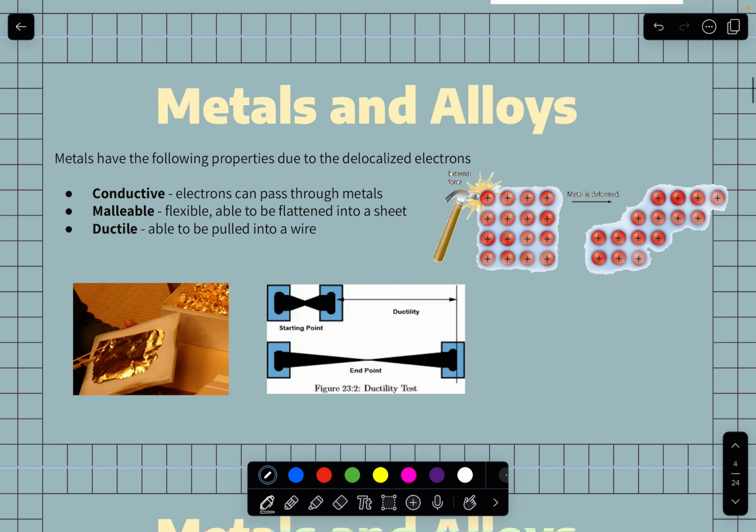Okay. So because of these delocalized electrons, the metals are conductive. So electrons can pass through the metals. They're malleable. Malleable means that they are flexible. They can be flattened into a sheet. So right here we have gold foil. Aluminum foil is also the same thing, right? It could be flattened into a sheet. And ductile. Ductile means you can pull it into a wire. So like copper wire, those different wires, they're ductile.